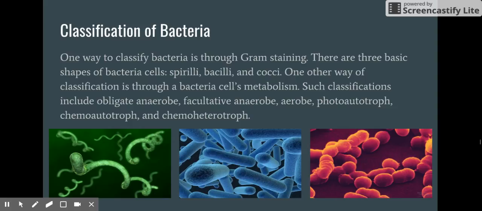Photoautotrophic bacteria are photosynthetic, meaning that they convert solar energy into nutrients. Chemoautotrophic bacteria carry out chemosynthesis, a process in which the bacteria oxidize inorganic compounds to obtain energy needed to gain nutrients. Finally, chemoheterotrophic bacteria take in organic nutrients through absorption.